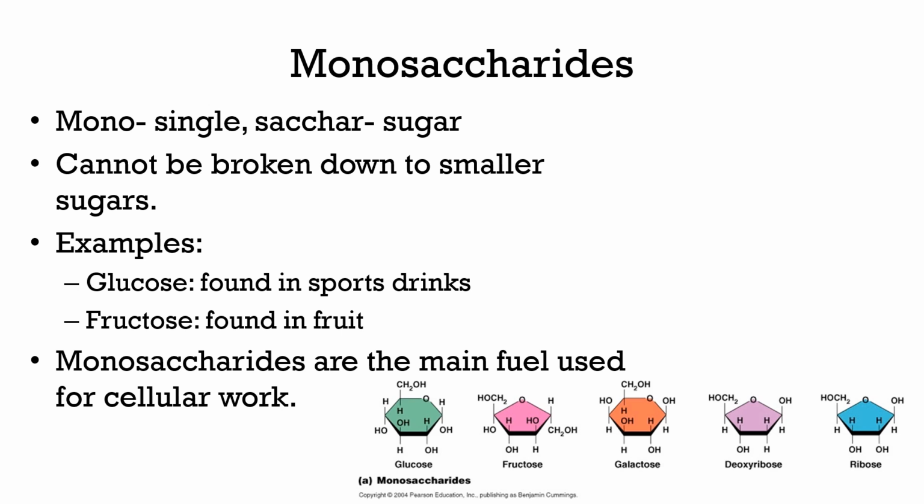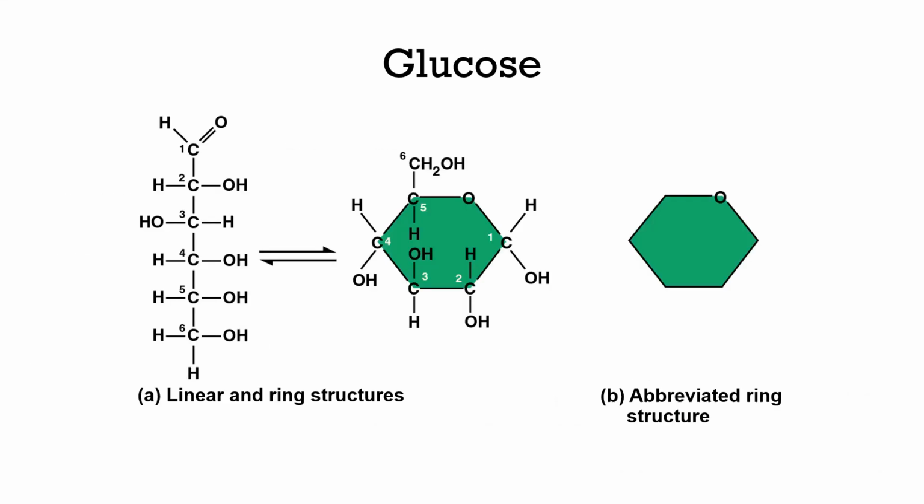Monosaccharides are the main fuel that we use for cellular work. So again, when we start talking about photosynthesis and cellular respiration, the whole point of cellular respiration is to break down glucose. Glucose has a lot of energy stored in its bonds, and we will then be able to make something called ATP, which is what we use for direct work in the body.